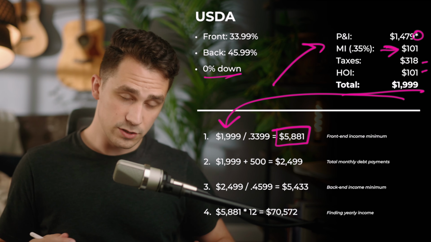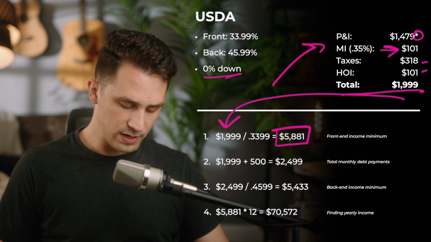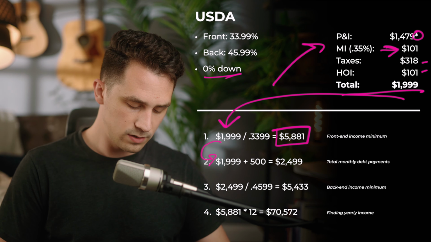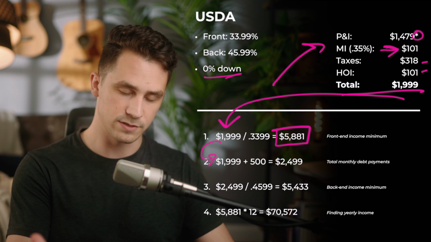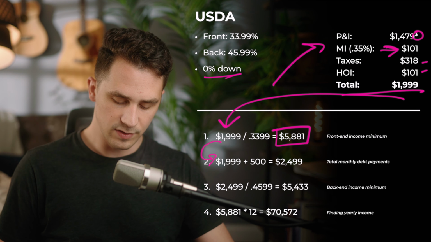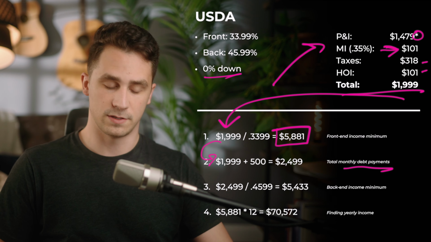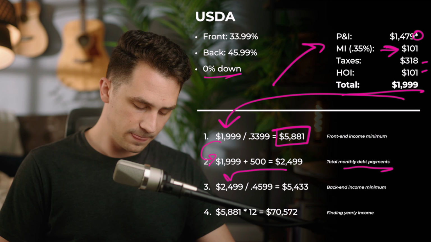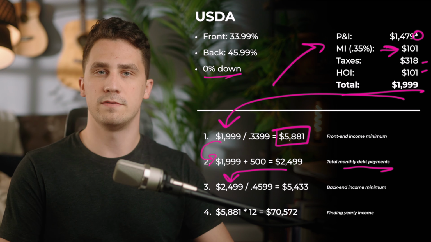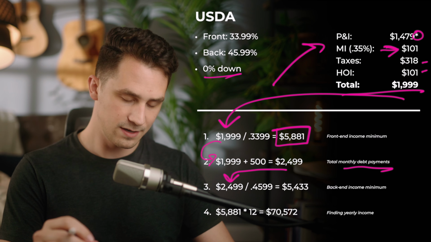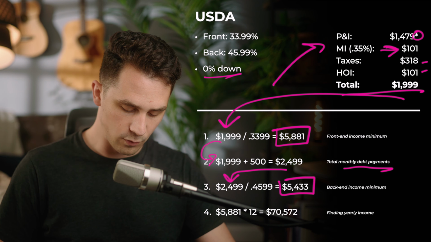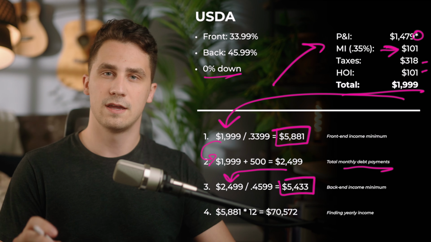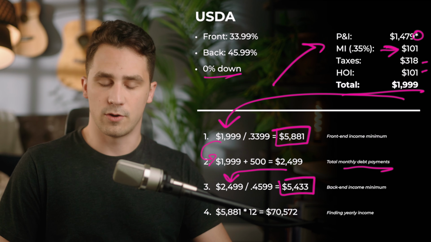All right, now let's figure out the total monthly debt payments that we have at the moment. So we take the $1,999 plus $500. That gives us $2,499. This is our total monthly debt payments. We take that number and divide it by 0.4599, which is our back end debt to income ratio. And that tells us we now have $5,433 as our back end income minimum.